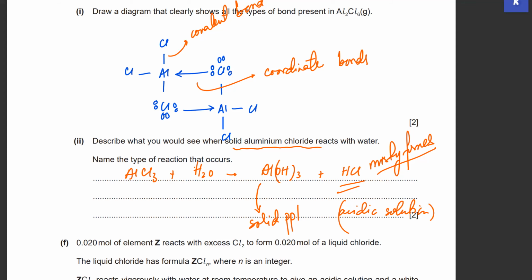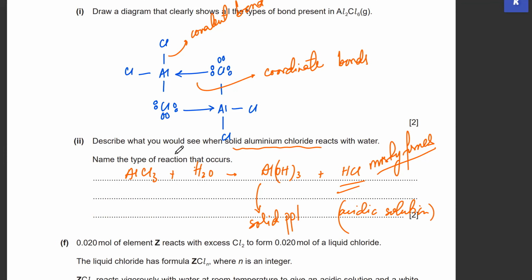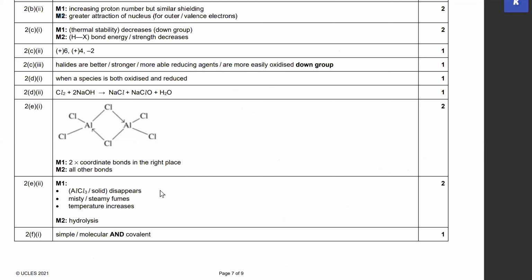So what he didn't mention was, what's mark number 2 for? I said, name the type of reaction. That's hydrolysis. For that, he just gave 1 mark for any of the points. Maybe the precipitate would also get you a mark, but there's only 1 mark for any of these. And the second mark was for the type of reaction, which is hydrolysis.